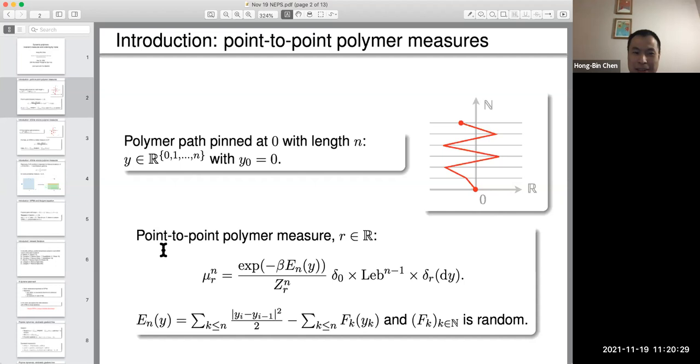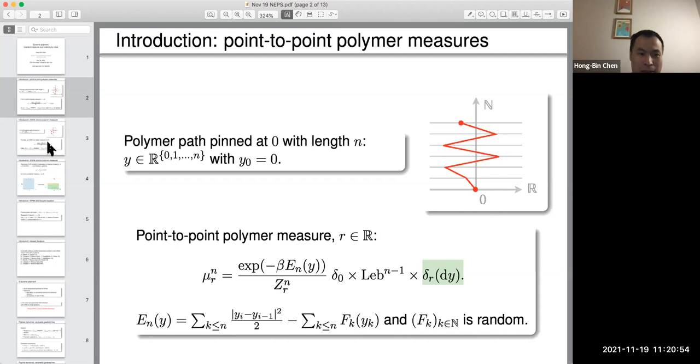Then we can define the point-to-point polymer measure with a fixed end that is given by a Gibbs measure with the energy. Here we're considering the nearest neighbor quadratic interaction plus some random potential at each time. So the reference measure is pinned at zero and also pinned at the other end of the polymer chain. So this is a finite length polymer chain.